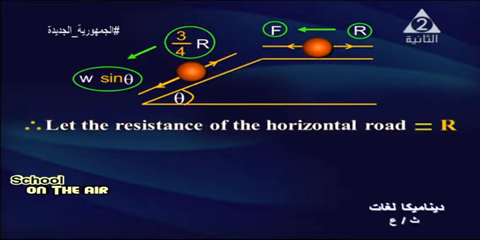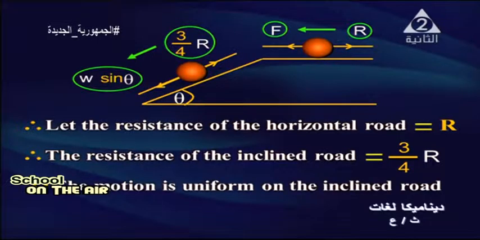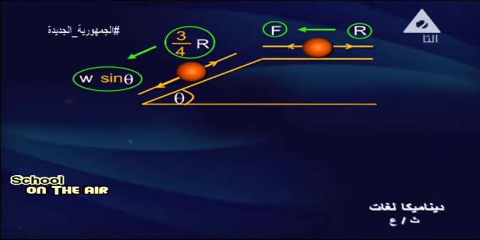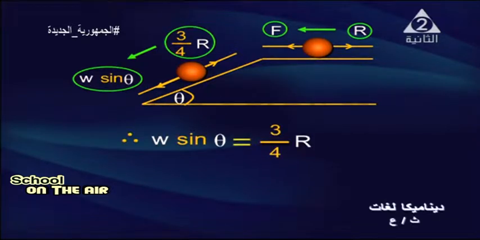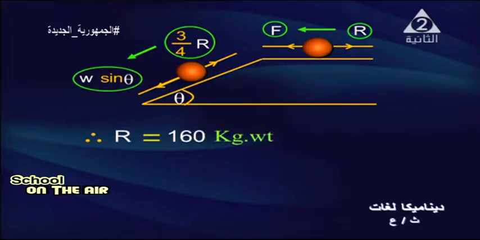Now, let the resistance of the horizontal road equal R. Then the resistance of the inclined road equals 3/4 R. Since the car moves in the two cases with uniform velocity, W sine theta equals 3/4 R. The weight of the car equals 6 tons, so 6 times 1000 times sine theta, which equals 1/50, equals 3/4 multiplied by R. Then R equals 160 kilogram weight.